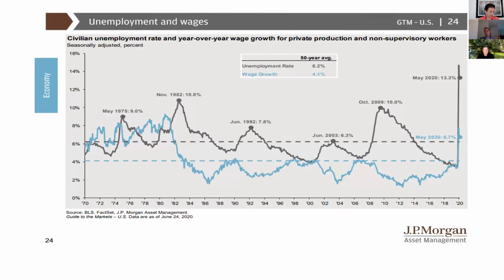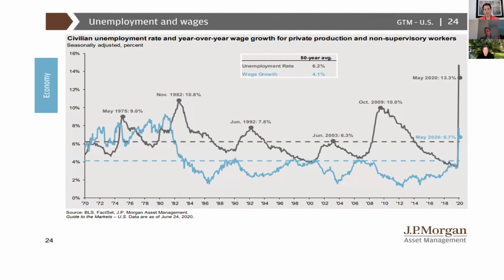So now for a look at some of the economic fundamentals. One of the things that has been very surprising to us at 4J is the disconnect between what's happening in the market and the underlying economic fundamentals. As you can see here, this goes all the way back to 1970. And what the gray line shows is the unemployment rate over that period of time.